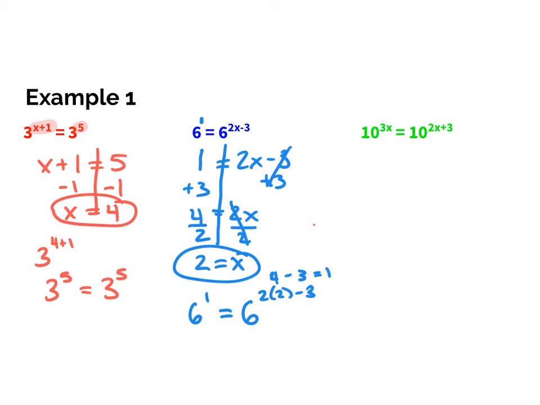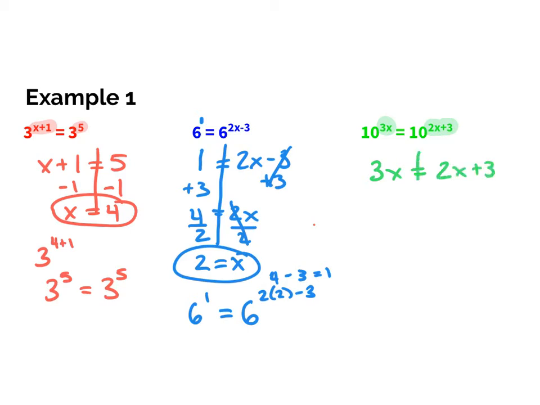All right, last example here for example 1: 10 to the 3x equals 10 to the 2x plus 3. Fantastic. Right here we see the same bases. I have my exponent as 3x. Here I have 2x plus 3, so I'm going to take my 2 exponents and set them equal to each other. So 3x equals 2x plus 3.